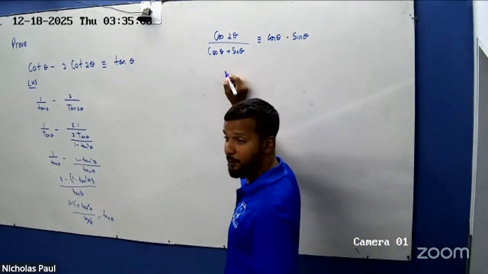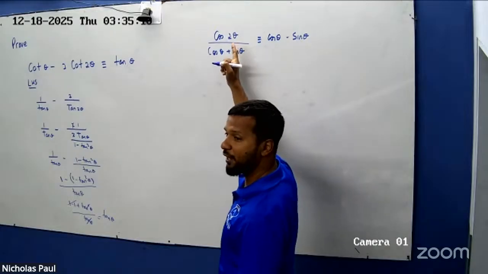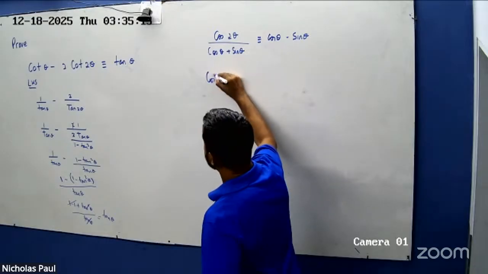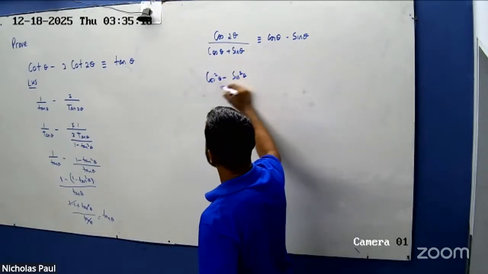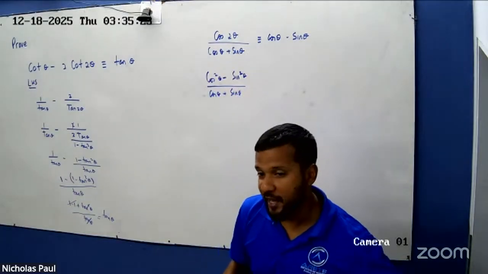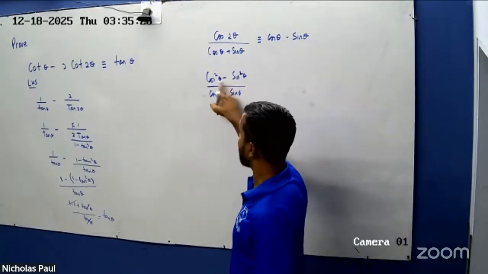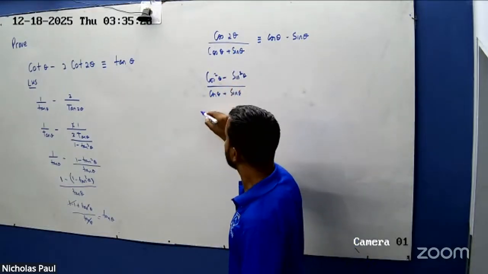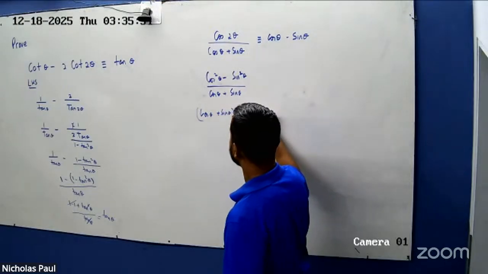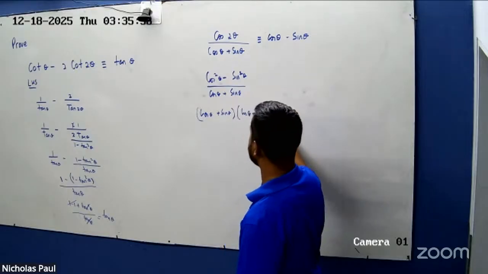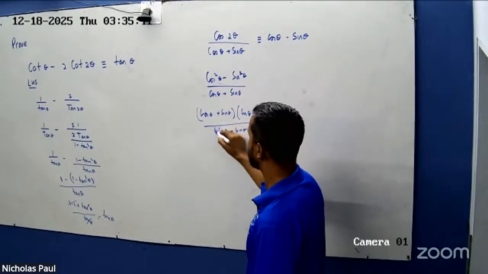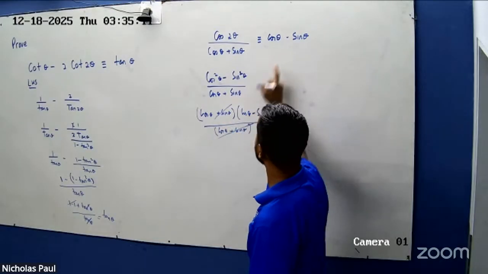Right, keep it going. What are you using now, Ryan? Cos squared theta minus sine squared theta over cos theta plus sine theta. And whenever you see this, use difference of 2 squares. And you're done. Right, you'll get cos theta plus sine theta, cos theta minus sine theta, all over cos theta plus sine theta. This will cancel and you will get what you want.